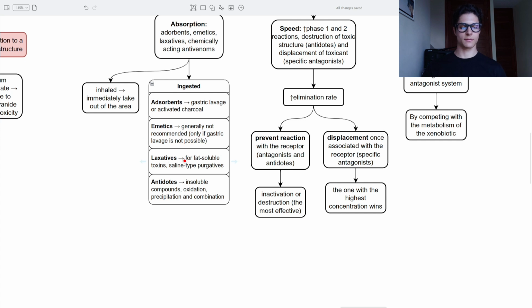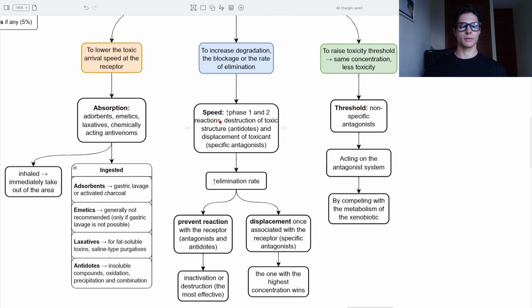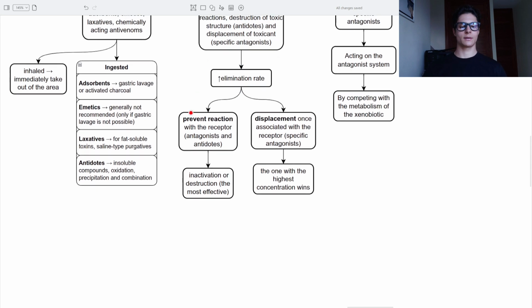The use of laxatives is for the fat-soluble toxins, and for this we use the saline-type purgatives, and also antidotes, insoluble compounds, oxidation, precipitation, and combination. Then we can also increase the degradation, the blockage, or the rate of elimination. We can do this by targeting the speed. Increase phase 1 and phase 2 reactions, the destruction of toxic structures using antidotes, and displacement of the toxicant using specific antagonists.